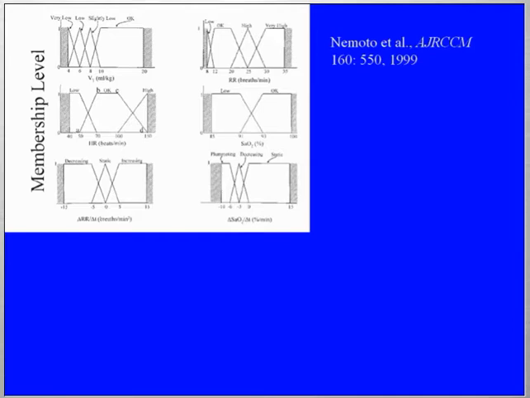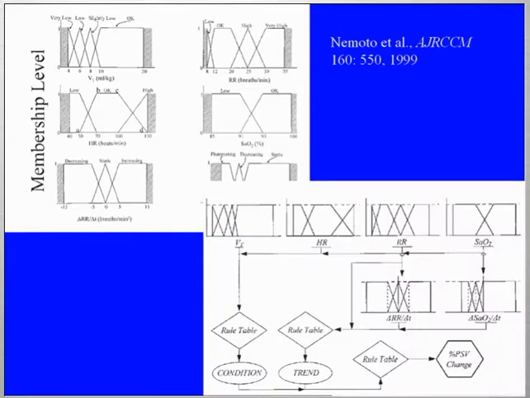And so we do that with all the variables that we're measuring. And then we have a rule table that says, if the heart rate is high and the respiratory rate is low, and the SaO2 is okay, then turn the ventilator up a bit or turn it down a bit. You make a rule table.